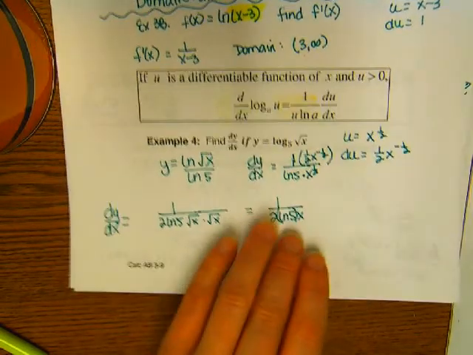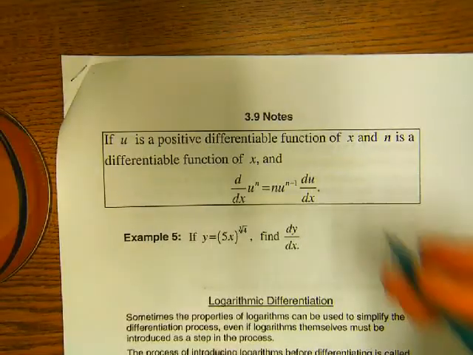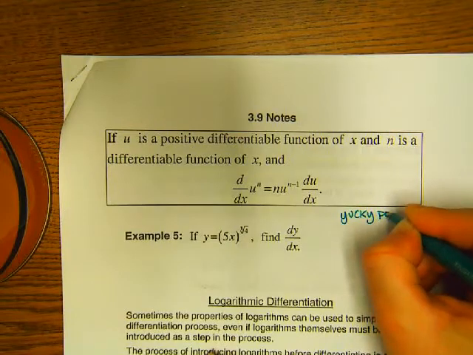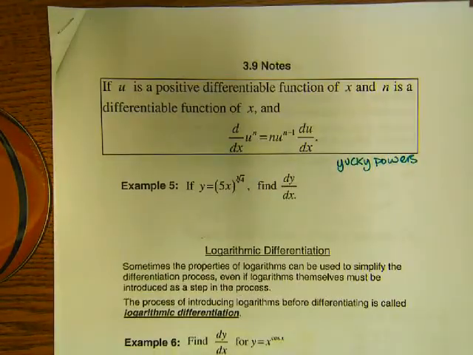We should do example 5. This doesn't have anything to do with natural log. This has to do with what I call yucky powers. Yucky powers. Is that like a real term? It's a real calculus term. We'll see that on the exam. Okay, everybody write that down.